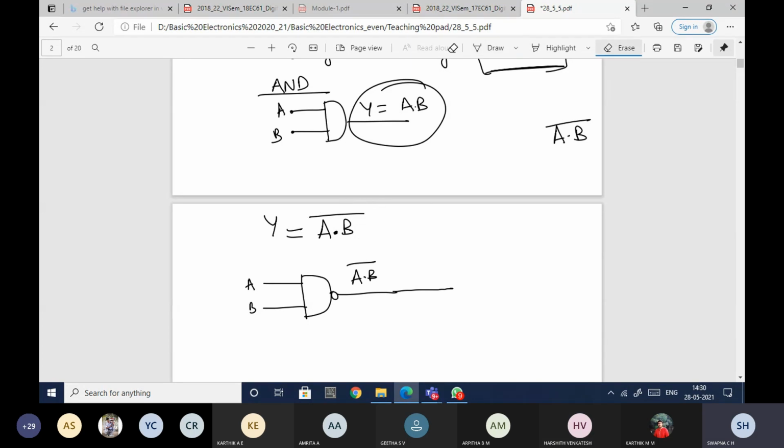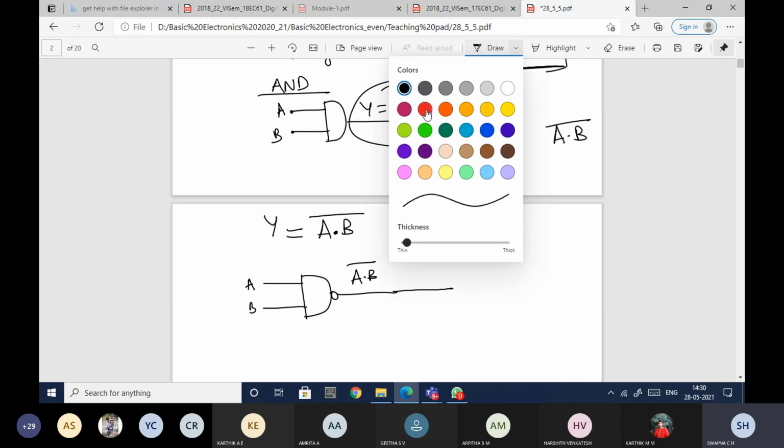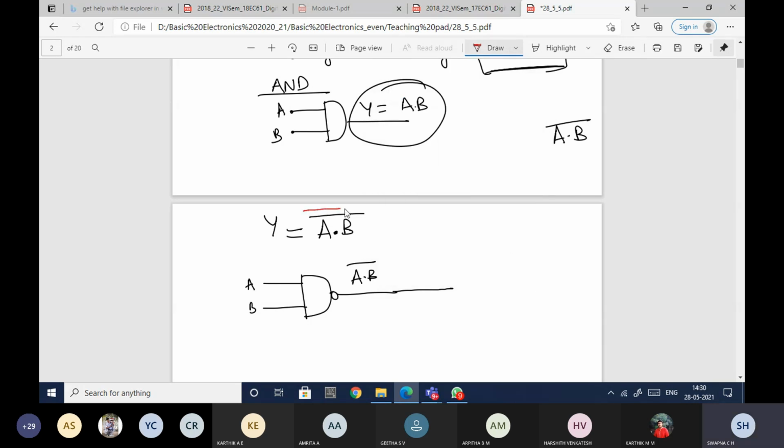I'll just use another ink pen. I have AB complement of complement. From this implementation, I've just got the AB black color one, but still I want the red color one also. One more bar is required. So how will I get it?